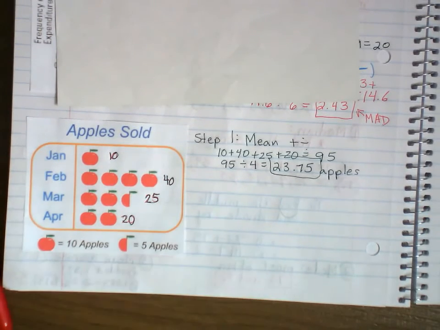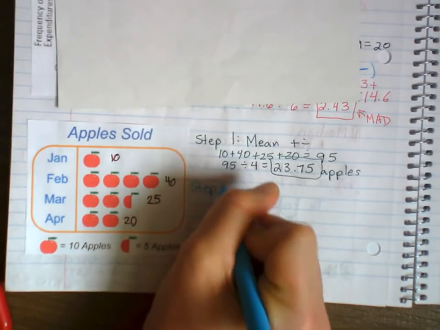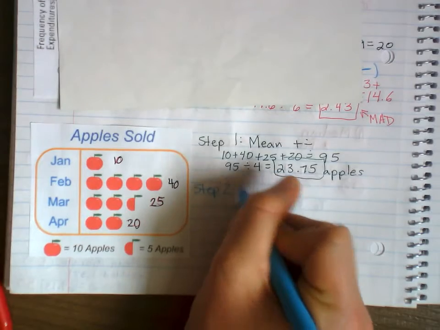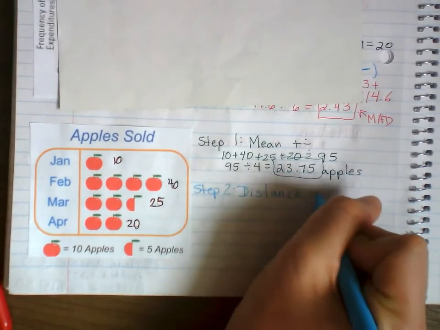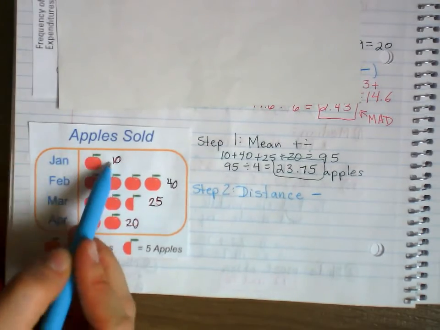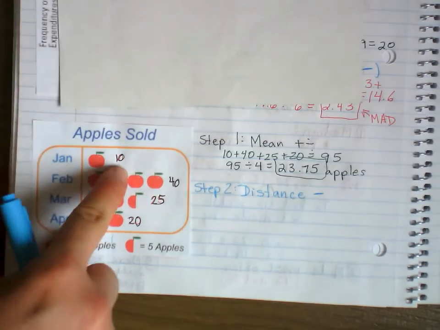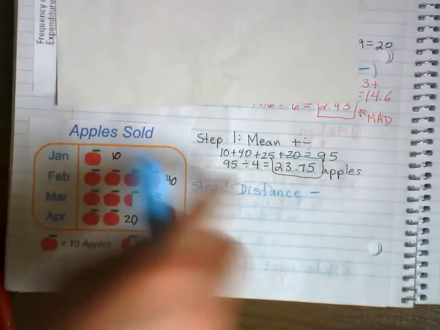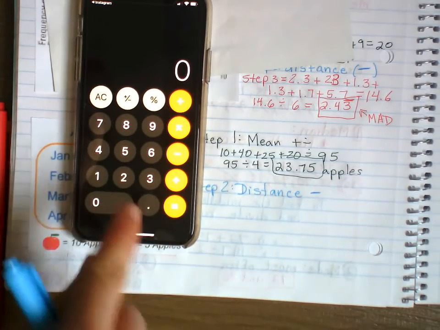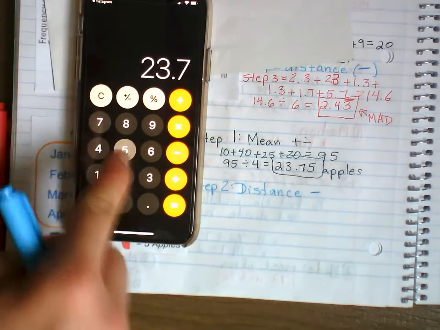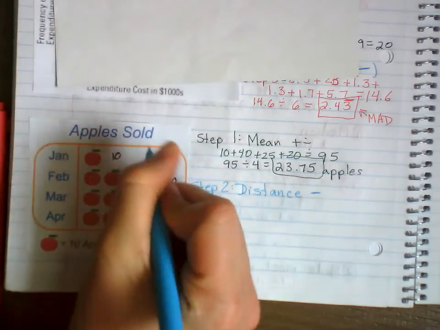Now, step 2, distance or difference, whichever one you guys prefer. So, distance, subtract. How far away was January from the average? Well, in January we sold 10. How far away is that from 23.75? Distance, subtract. How far away? 23.75 minus the 10 we sold in January. Well, that's 13.75 away.